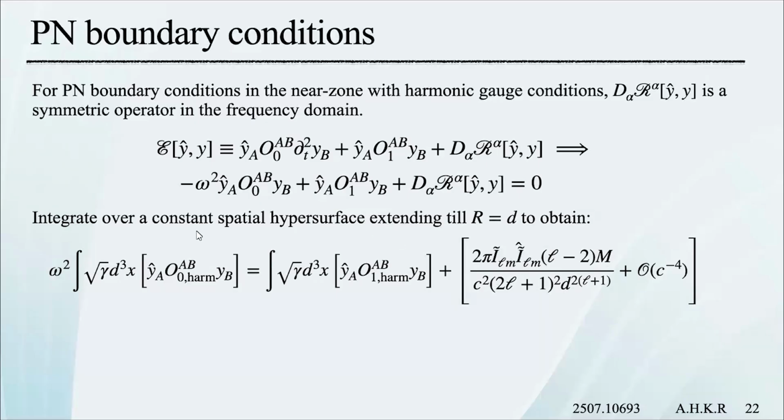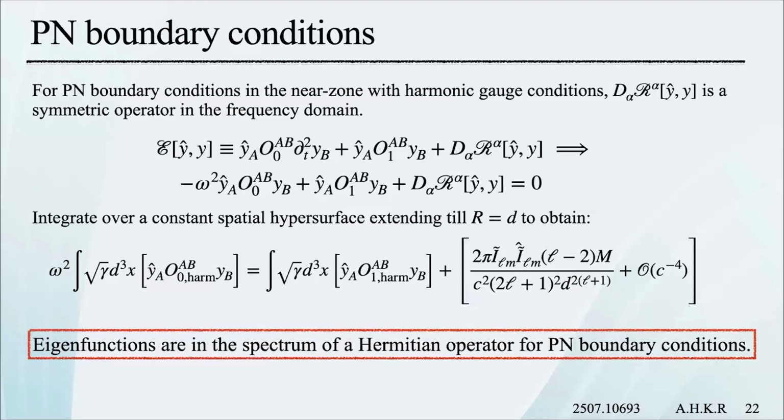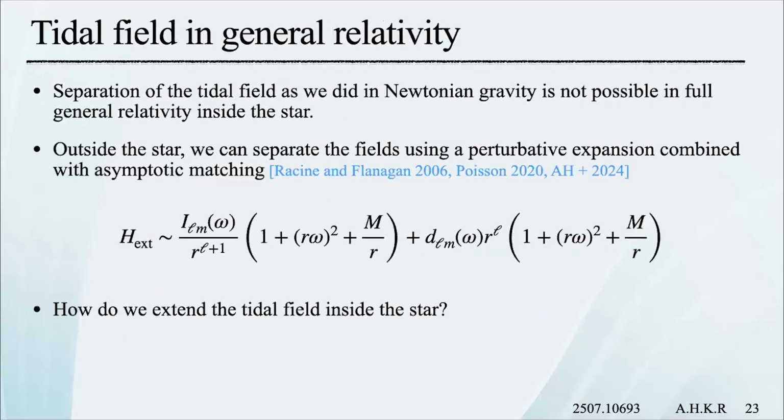So up to this order, you see that the solutions, the eigenfunctions, will be a complete set. And they are in the spectrum of a Hermitian operator for post-Newtonian boundary conditions. So this is one of the key results of the paper. If you use a matched asymptotic expansion, then you get a complete set of eigenfunctions. Okay, so this is one result.